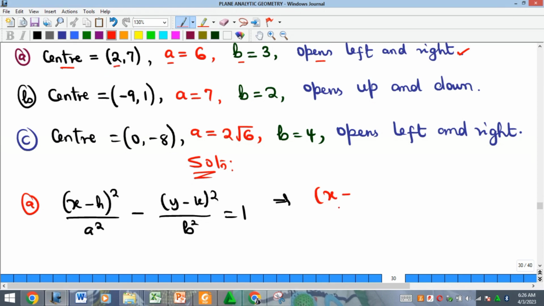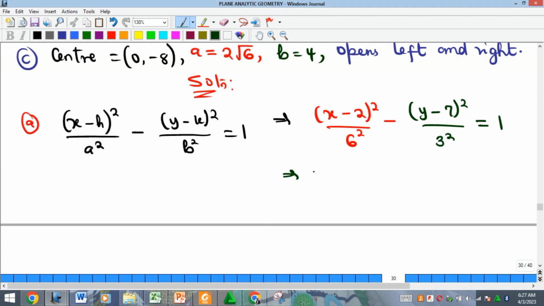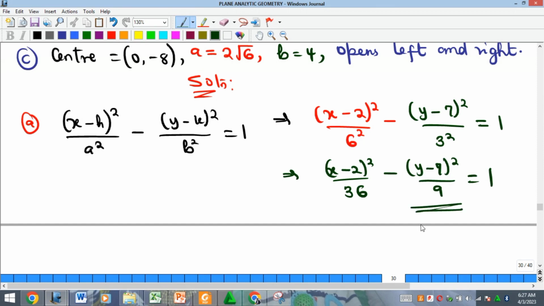Our h is the x coordinate of the center, and so that is x minus 2 all squared, all over our a, which is given as 6 squared, minus the y part, which is y minus our y component of the center, which is 7, all squared, all over our b squared, that is 3 squared, and that is equal to 1. And so with this, we can easily now see that our equation is (x minus 2) all squared over 36, minus (y minus 7) all squared over 9, equal to 1. And this is the required standard form. So if they now want us to put it in general form, you will just open up the brackets, and that will give you your required equation.